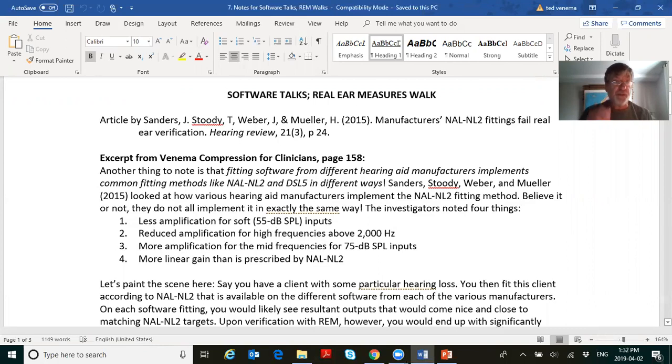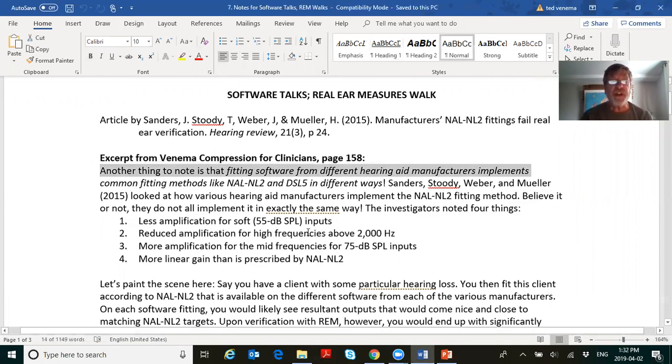So here's an excerpt from my own text, and it says, another thing to note is that fitting software from different hearing aid manufacturers implements common fitting methods like NAL-NL2 and DSL 5 in different ways. And I put italics there because NAL-NL2 on Phonak is going to be slightly different from NAL-NL2 on Siemens, or I should say Signia, which is going to be different from NAL-NL2 on Bernafon. Okay, they each implement it differently, and you wonder why they do. I do know why they do. Okay, and we'll talk about that.